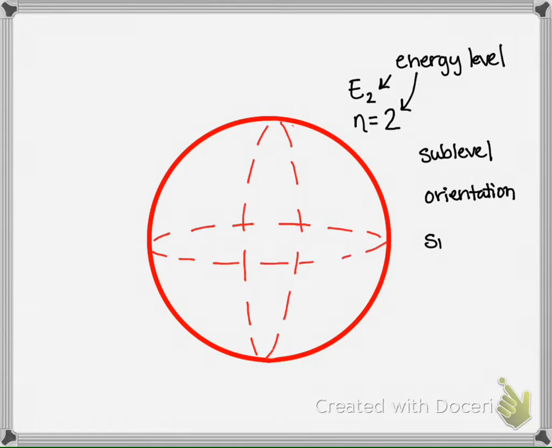Now, I know that this is going to sound very foreign to you right now, but we are going to get into the details of each of these things. So, energy levels were discovered by Bohr. The rest of these things got uncovered with the development of the quantum mechanical model.